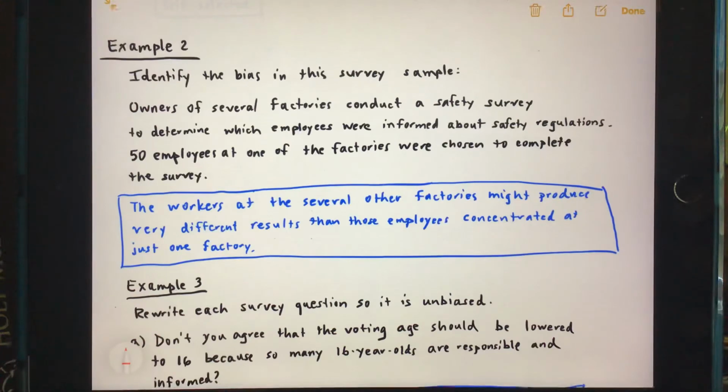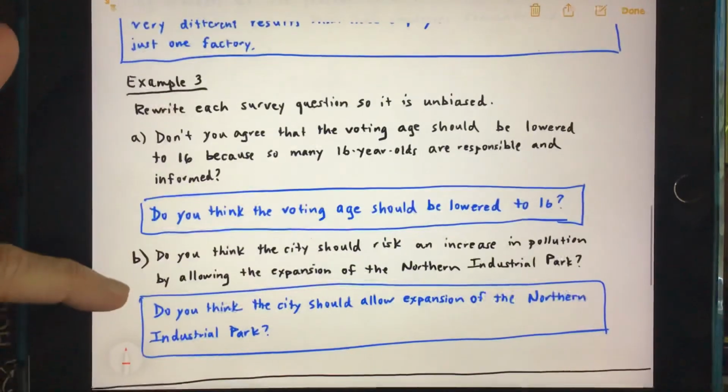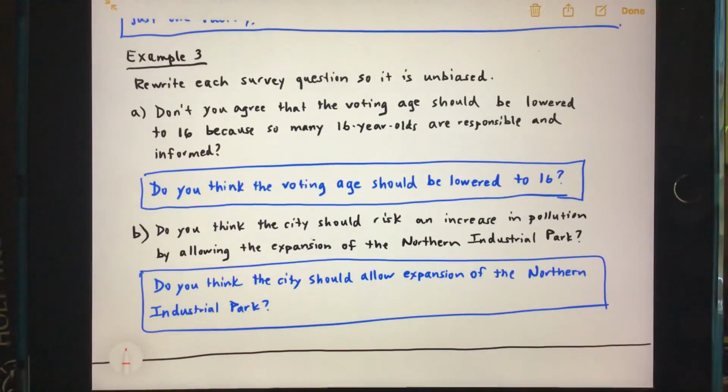So you could get some very different results by just looking at the employees at one factory compared to selecting some members from each factory to answer that survey. So this is an example of bias in a survey sample. There can also be bias in the way you ask the question in your survey. And example 3 is going to show us how that looks.